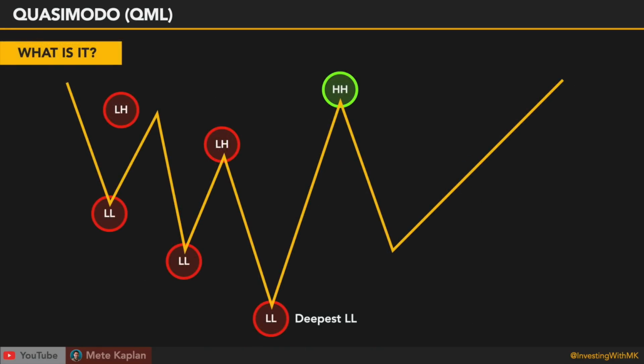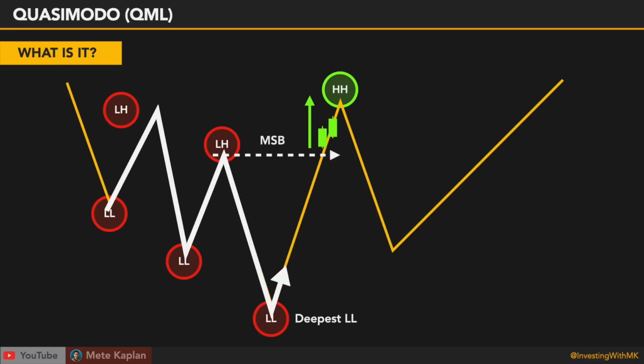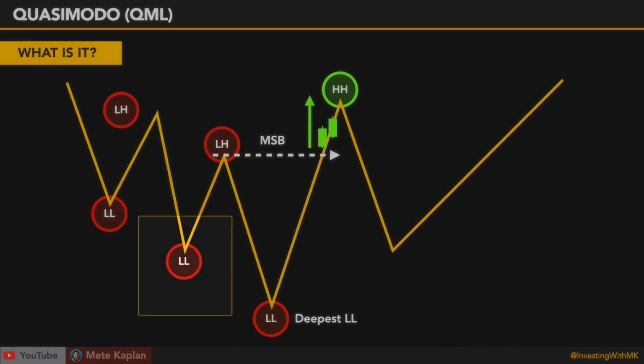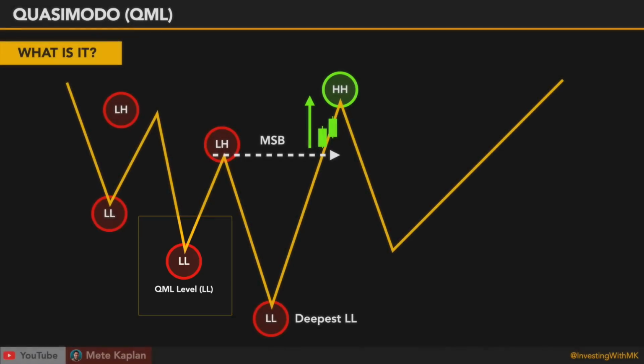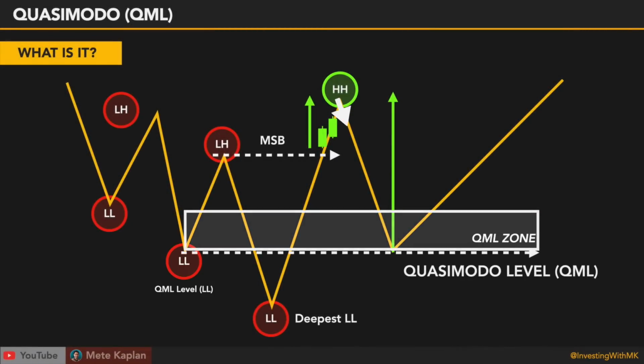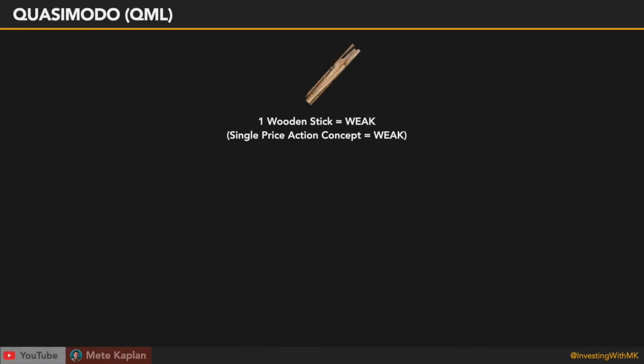So, bullish QML has no difference at all. Again, the first thing that you should wait for is the market structure break. Then the second thing that you should do is identify the lower low that happens before the deepest lower low. And there you have it. This is your QML level and the QML zone. It's a simple price action pattern, guys. Very easy to spot.